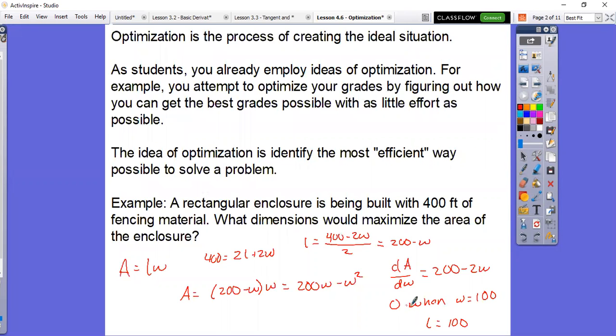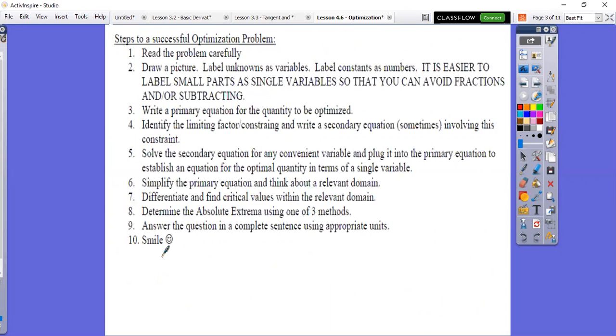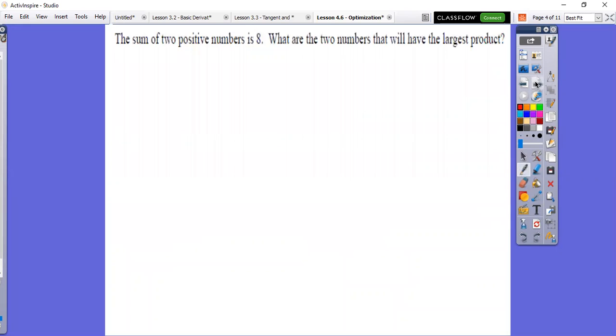I didn't write all of that out here because I ran out of space. But here I would say the dimensions to maximize the area of the enclosure would be a width of 100 feet and a length of 100 feet. And then you're going to smile and have a great time because optimization is a blast.